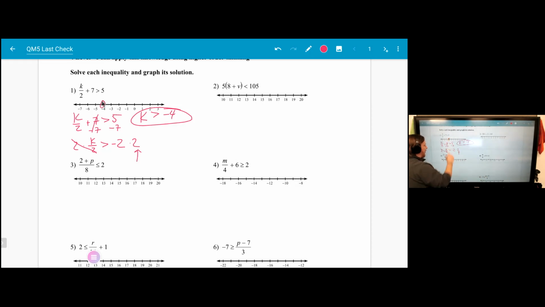Let's go over here to negative 4. It's an open circle because it's just greater than. And things that are greater than, is 0 greater than negative 4? It sure is. I'm going to draw my arrow right past 0 and on to infinity that way.